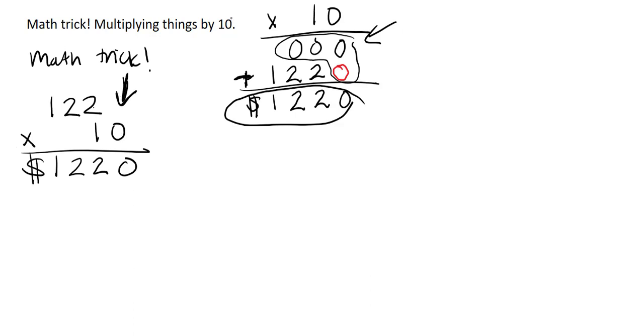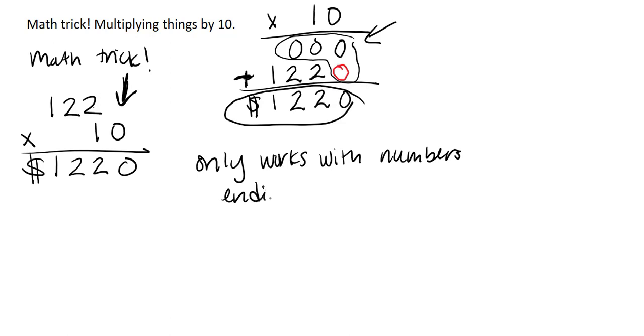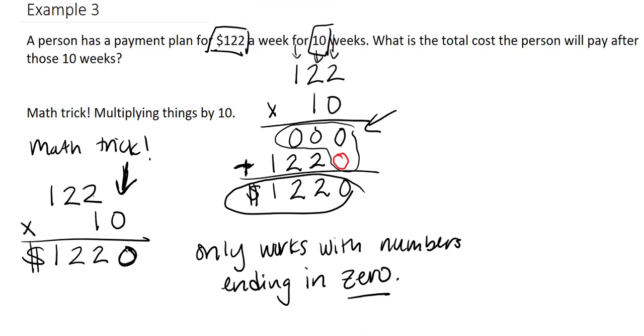Now, this only works with numbers ending in 0. So you could do this with 20, 30, 40, 100, 1,000. The point is you just put the zeros out and you account for them by putting them right below. So this is how we got to the answer, and this is how you do it the proper way.